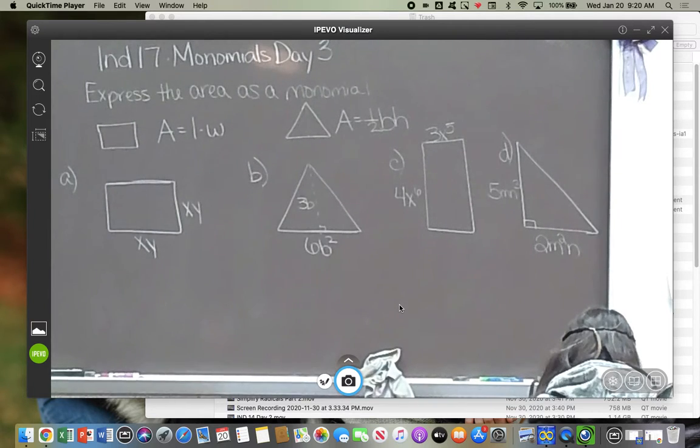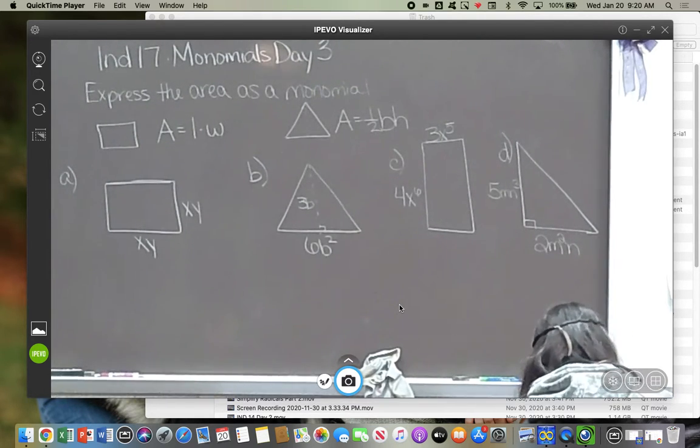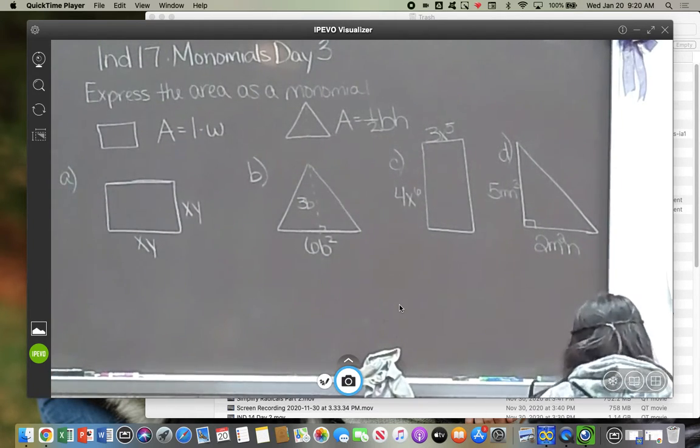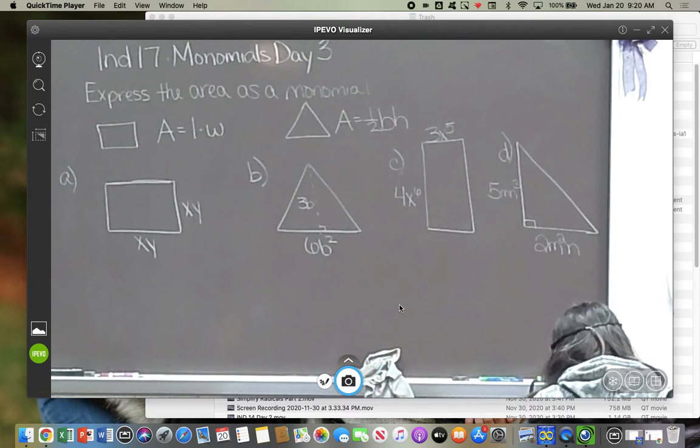So this is our last day for indicator 17. We're still doing monomials, but today we are actually going to find area of different shapes. I had you write down the area of a square or rectangle: we're simply going to do length times width. And the area for the triangle is 1/2 times the base times the height. I have a couple examples of each that we'll go over together, and then I'll let you work on your assignment the rest of the time today.